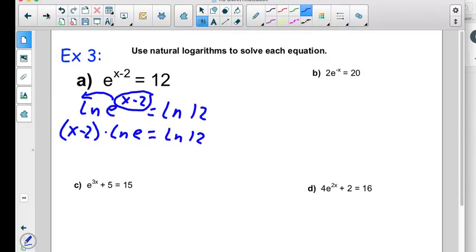Think back to what I said to remember in the beginning. What is the natural log of e? 1. It's just 1. So that's just going to become 1. So all we have is x minus 2 equals the natural log of 12. How do I get x by itself? Add 2. So our final answer is going to be, what do you get when you punch this in your calculator?